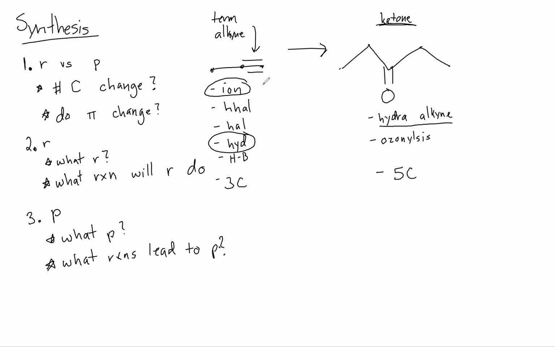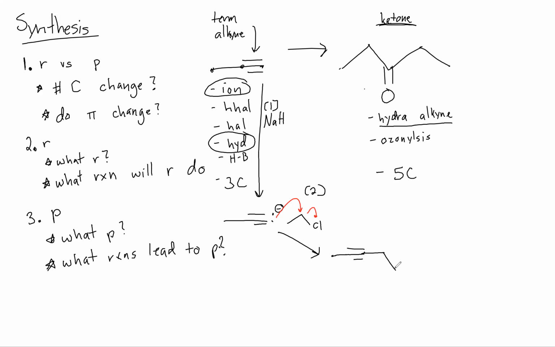So we are going to use a strong base, NaH. That'll be step 1, and we will make our acetylide ion. And then what do we do? Well, we're going to want to grow our carbon chain by 2. So we're going to use an alkyl halide that has 2 carbons attached to the halogen. And of course, we're going to do an SN2 reaction. So this will be step 2. And we end up with 1, 2, 3, 4, 5, like this.